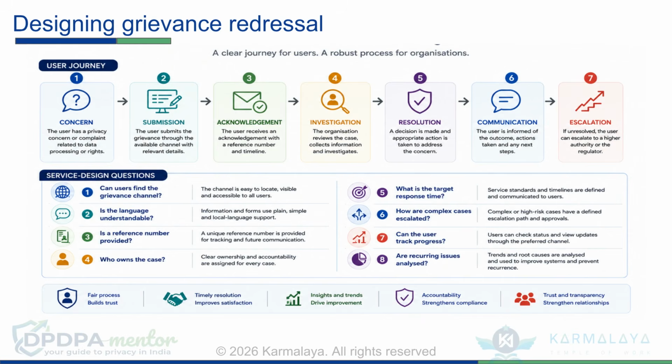Internally, every grievance should have an owner, a category, a target response time, and an escalation path. Organizations should also distinguish between a simple request, a privacy complaint, a security incident, and a broader product issue. Grievance data can be valuable for continuous improvement. Repeated complaints about unclear consent, unwanted messages, or inability to delete an account may reveal a systemic design problem. The organization should monitor trends, not just close individual cases.